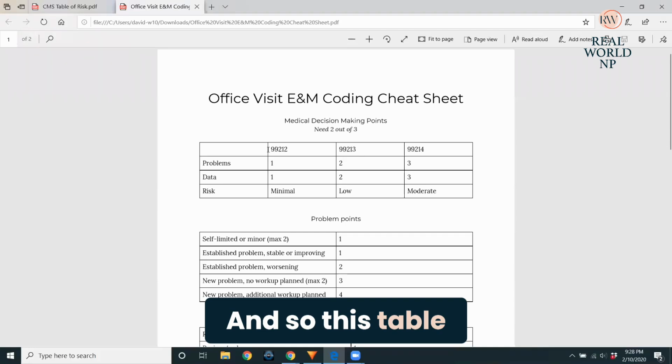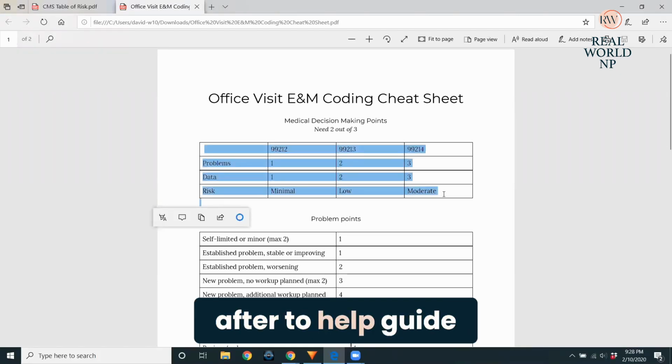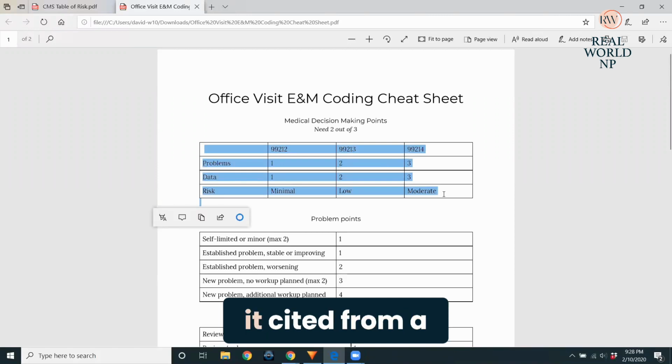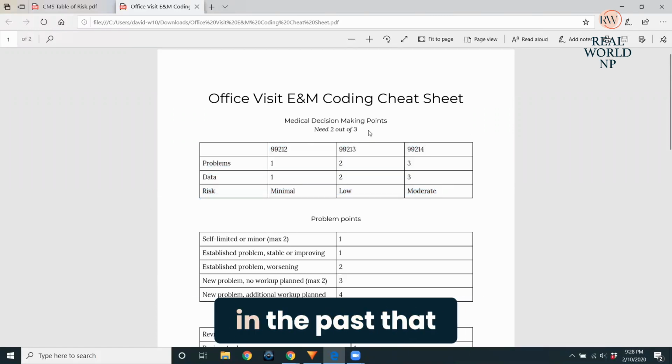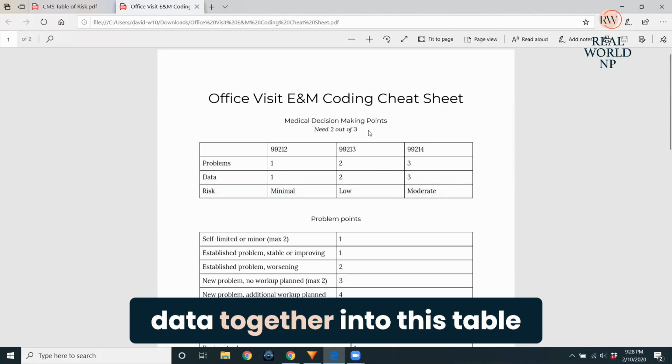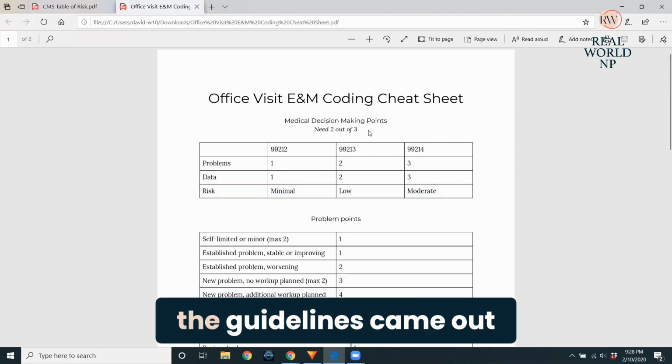And this table here is not part of the guidelines, but it was made after to help guide clinicians. I saw it cited from a variety of sources in different ways, and I put it together in this way that was helpful. I had a resource in the past that had this already made out, and I can't seem to find it, but this is based on putting all the data together into this table. So this is the guidance that was developed after the guidelines came out.